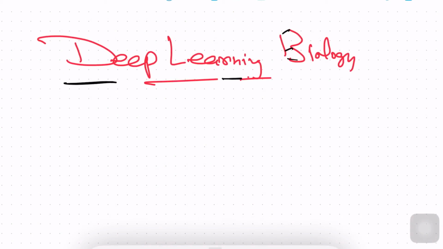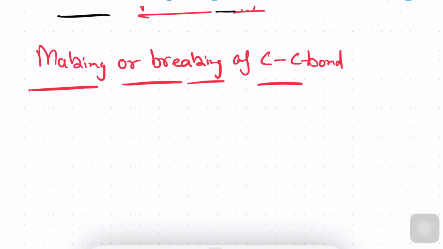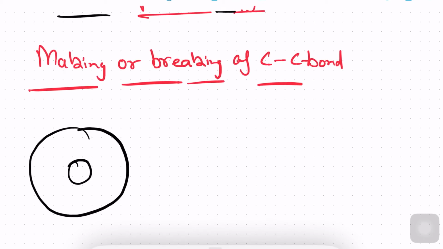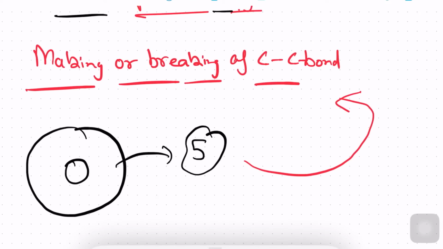My name is Dr. Vikas Mahardwaj, and within this video we are going to discuss making or breaking of carbon-carbon bond. Okay, in the previous lecture I have told you that within the cell you are going to see 5 major types of biochemical reaction, and in this video we are going to discuss the first one, that is making or breaking of carbon-carbon bond.